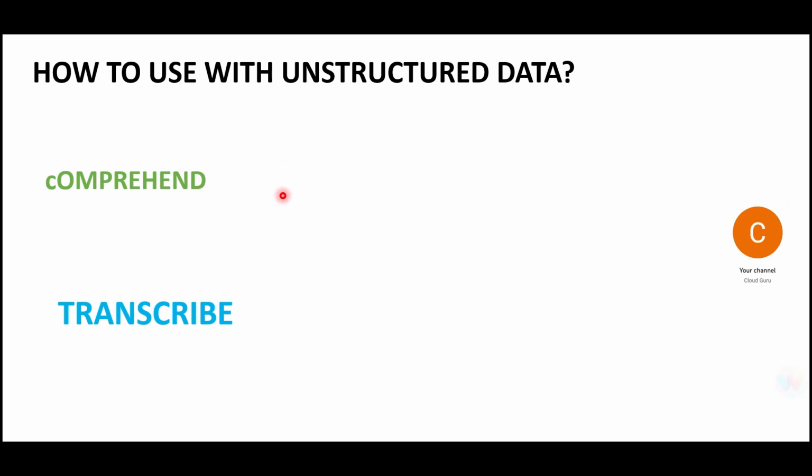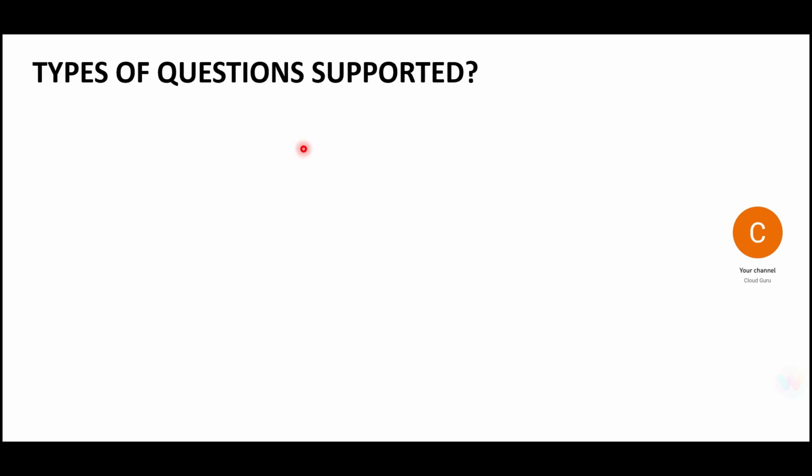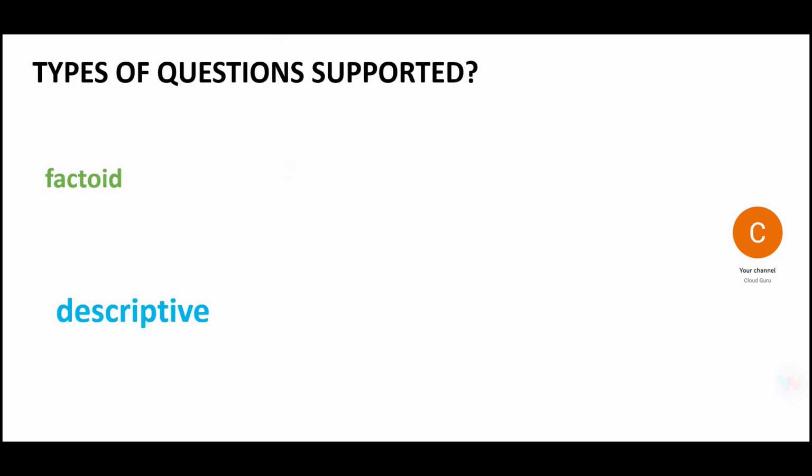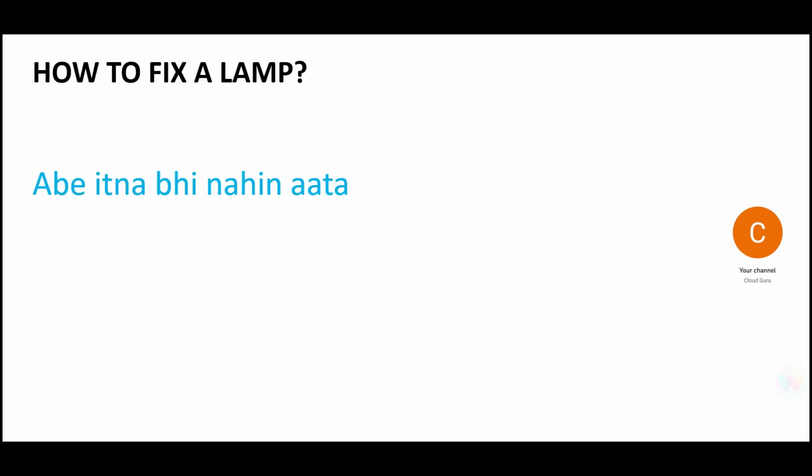So please refer to part 1 for understanding what Comprehend is. Basically, it goes through a Word file or some document and gives you a sentiment on that. Now, what types of questions are supported? Factoid, like who is the CEO of Apple, and you will get an answer as Tim Cook. Then descriptive, for example, how to fix a lamp. It will give you the series of steps.